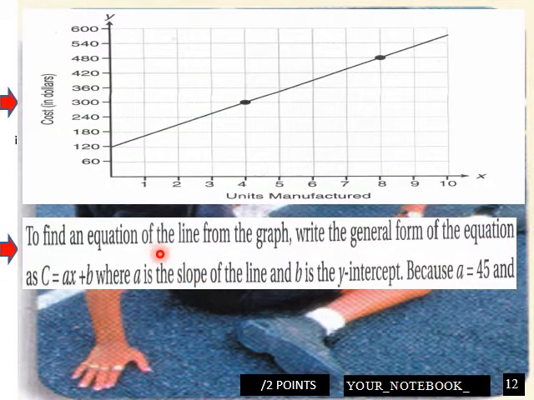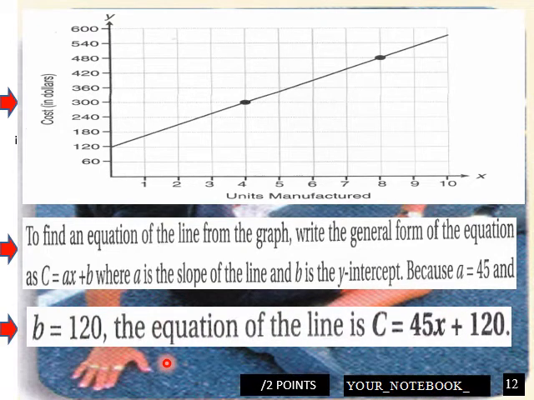To find the equation of a line, write the general form of the equation, C equals ax plus b, where a is the slope and b is the y-intercept. Because a equals 45 and b equals 120, the equation of the line would be 45x plus 120.